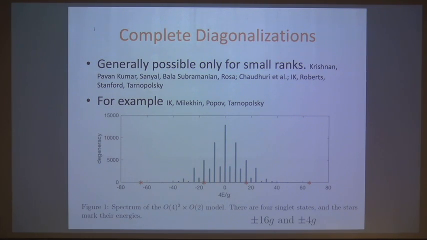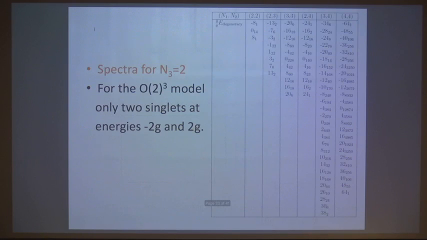These red dots are not dense yet. So what gives us some confidence that they will be dense? Well, I'll come back to this in a second. For example, for O2 cube, there are just 2 singlet states, and they're the only 2 non-zero. So we drew this table with this case.